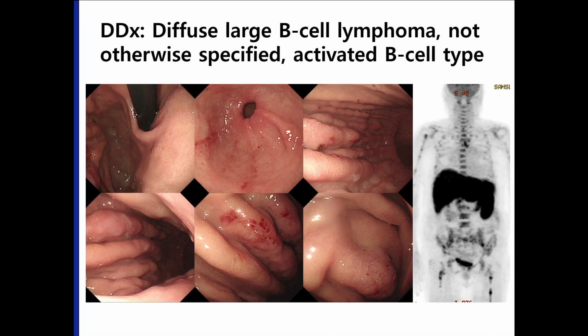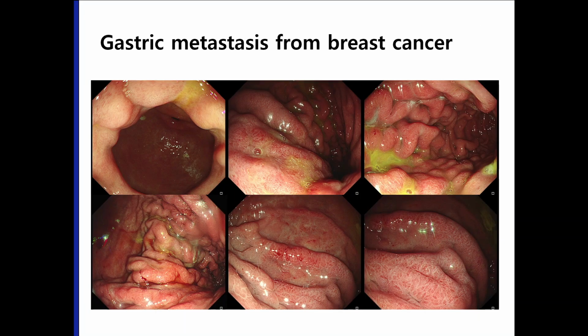Diffuse large B-cell lymphoma involving the whole stomach also can mimic Borrmann type 4 gastric cancer. Gastric metastasis from breast cancer may also mimic Borrmann type 4 gastric cancer.